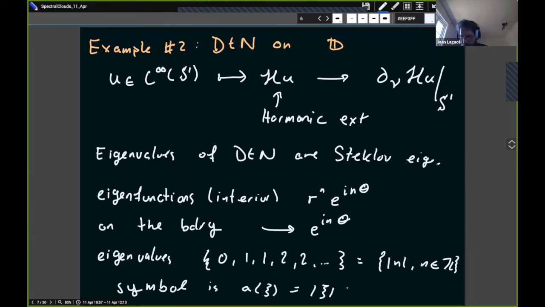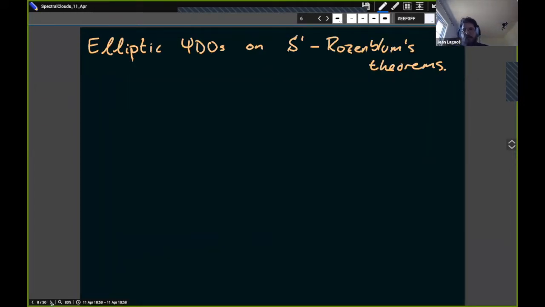So again, we see this relationship between an operator where the symbol depends only on the momentum variable xi and the eigenvalues of this operator on the circle. This was formalized by Rosenblum, who has two theorems about elliptic pseudo-differential operators on the circle. Well, there are more than two, but two that I'm going to talk about right now.